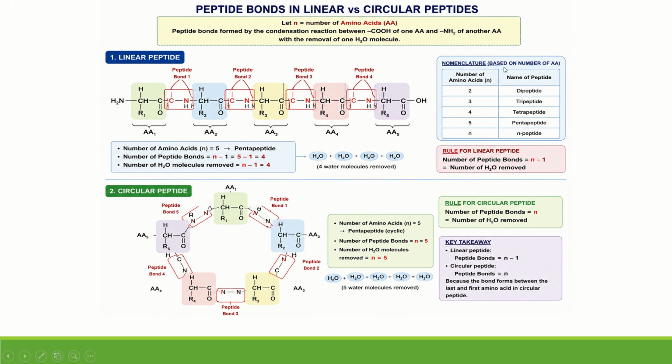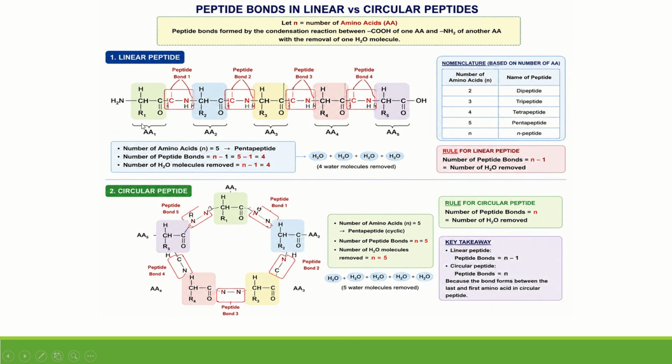And nomenclature of this peptide is based on the number of amino acids. If they are 2, the name of that peptide is a dipeptide. If the number of amino acids are 3, then that name of that peptide is a tripeptide. Number of amino acids are 4, tetrapeptide. Number of amino acids 5, pentapeptide. So, likewise n amino acids, n peptide. So, here you are seeing linear peptide and circular peptide.